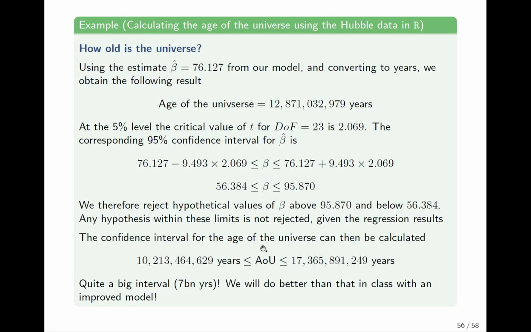And that gives us a confidence interval for the age of the universe as being between just over 10 billion years to just under 17 billion years. And that's quite a big interval, 7 billion years. And we're actually going to do better than that in class with an improved model. But that's the result we've got, around about 13 billion years for the age of the universe. And you can go away and Google and compare that to what scientists think the age of the universe is from other sources.